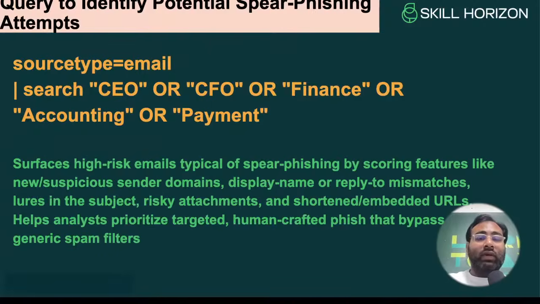Then the next query we have is spear phishing attempts. You already know about that attack type, which is spear phishing. So in this, we are basically suspecting the emails using scoring features typical of phishing, like the sender domains or display name mismatches and risky attachments, similar to the phishing emails.